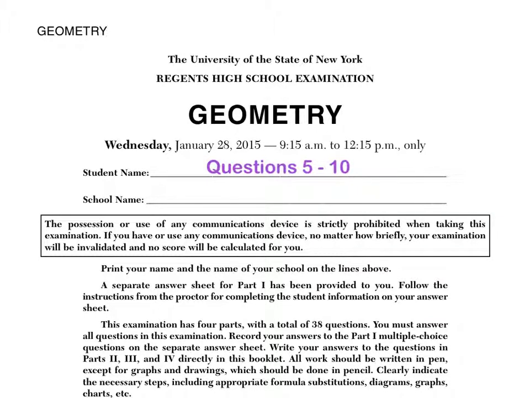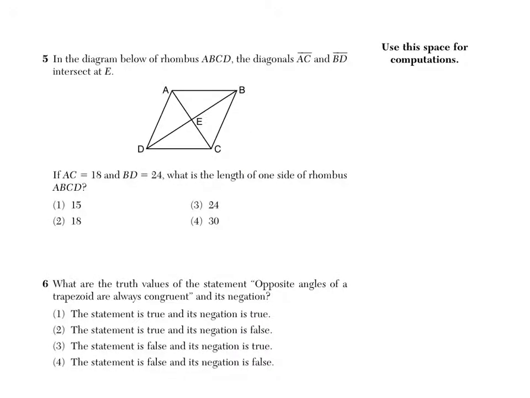This video will cover the Geometry Regents exam from January 2015, questions 5 through 10. Question 5 says, in the diagram below of rhombus ABCD, the diagonals AC and BD intersect at E. If AC is equal to 18 and BD equals 24, what is the length of one side of the rhombus ABCD? So I'm going to take a second to just label. I have AC is 18 and BD is 24.